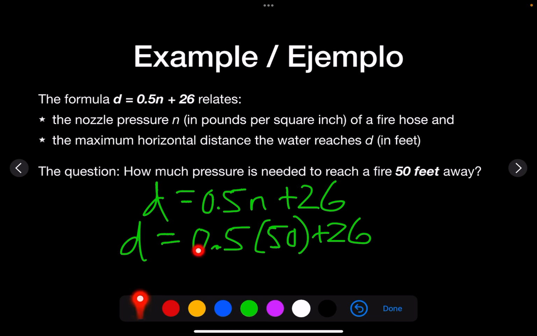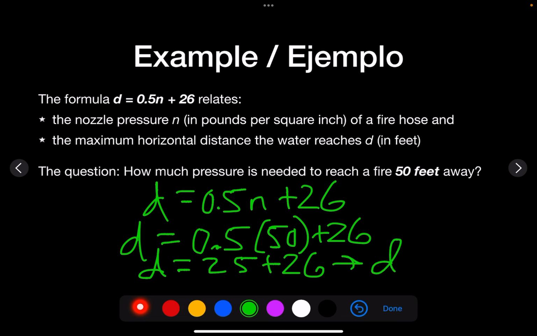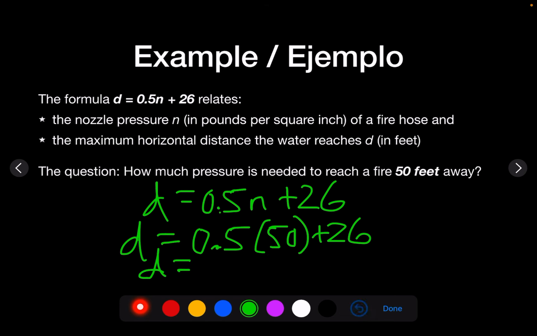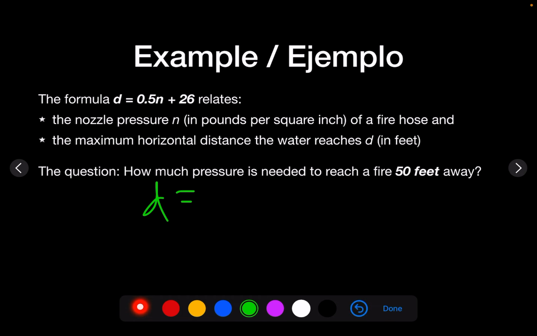And we'll simplify this product. Half of 50 is 25. And then the sum of 25 with 26 gives us, oops, I'm sorry. I substituted in the value the wrong way.